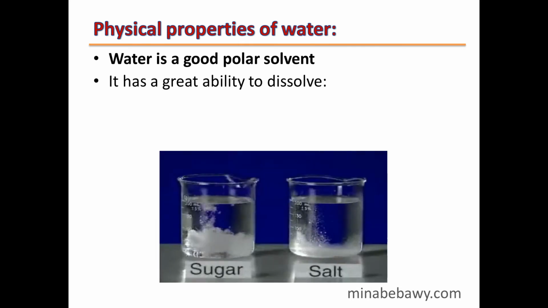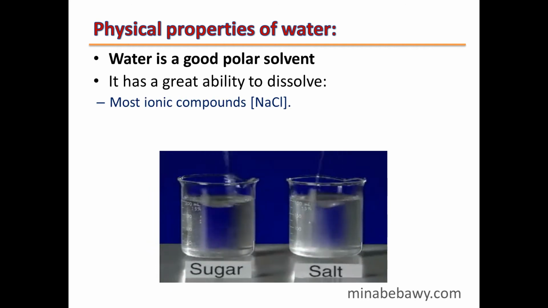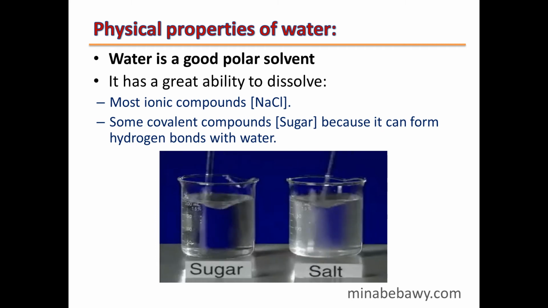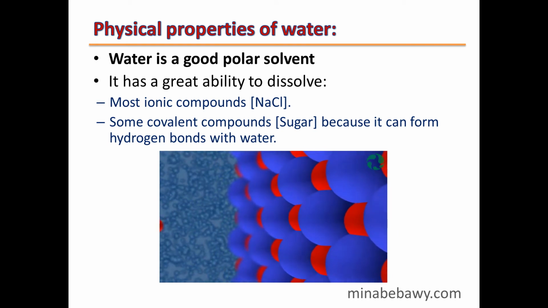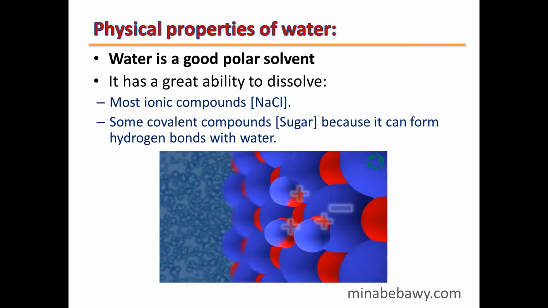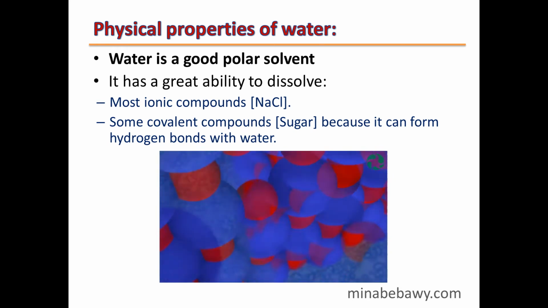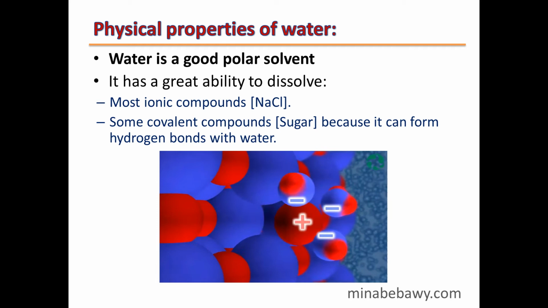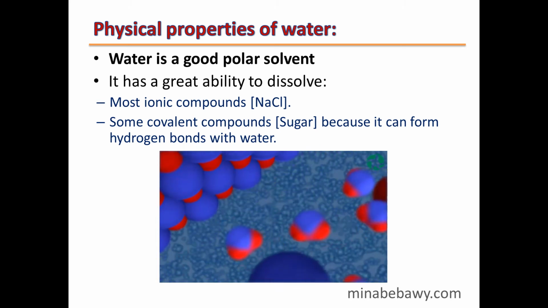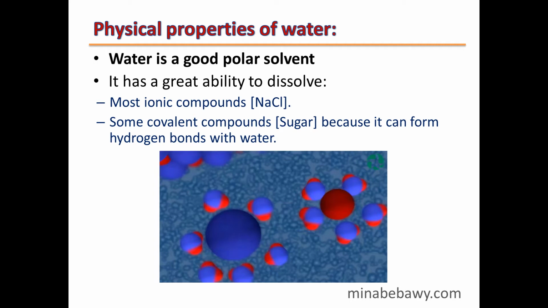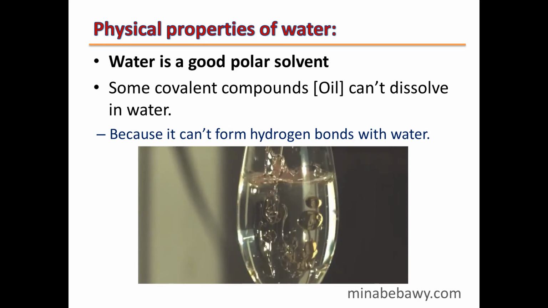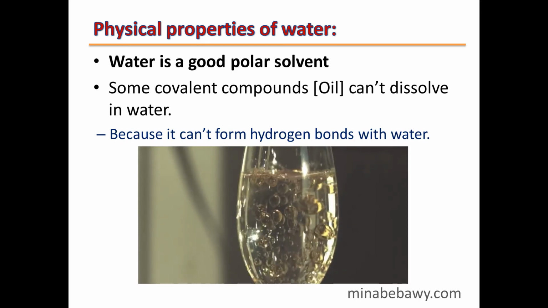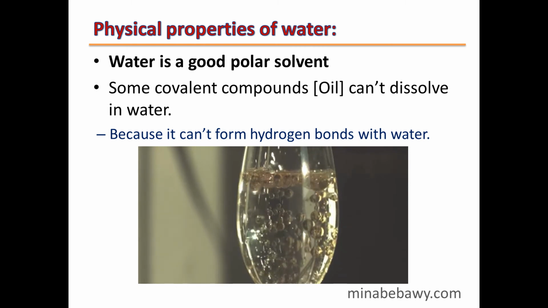Water is a good polar solvent. This is because it has a great ability to dissolve most ionic compounds such as table salt and some covalent compounds such as sugar. This is because they can form hydrogen bonds with water. If we have a piece of salt dissolved in water, as you can see, salt crystals can form hydrogen bonds with water molecules, so salt will dissolve in water because it can form hydrogen bonds. While some covalent compounds such as oil can't dissolve in water. This is because oil can't form hydrogen bonds with water.